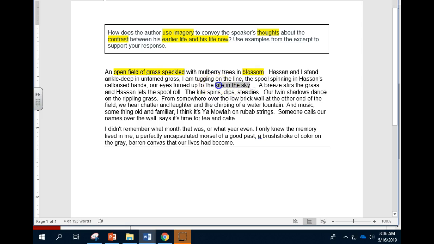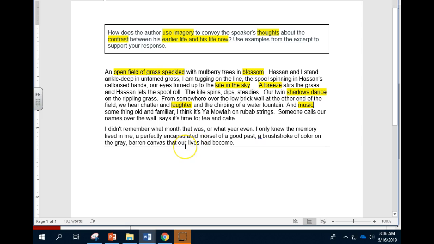That's a very pleasant image. A breeze, that's a pleasant image. The word breeze makes me think of being on the beach. Shadows dance. Then I keep going, laughter, that's an auditory image, that's pleasant. Music. Music is an image, it's an auditory image, and that's very pleasant. Okay, so I've got lots of stuff to work with here. So in this paragraph about earlier life, lots of pleasant images.